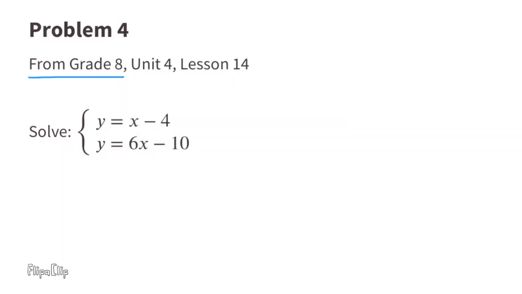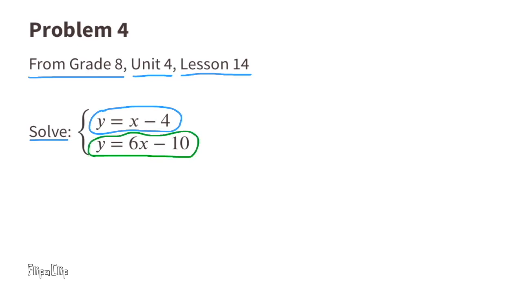Problem number 4 from 8th grade, Unit 4, Lesson 14. Solve y equals x minus 4 and y equals 6x minus 10. We can use this first equation, y equals x minus 4, so let's plug that into this second equation. Where it says y equals 6x minus 10, substitute the y with an x minus 4.